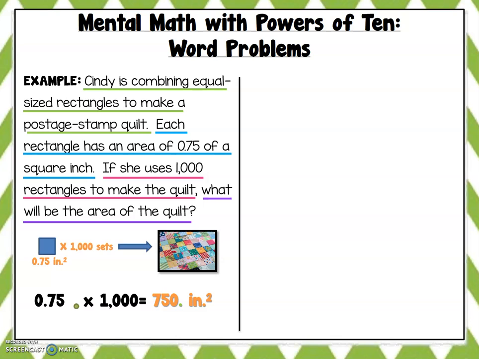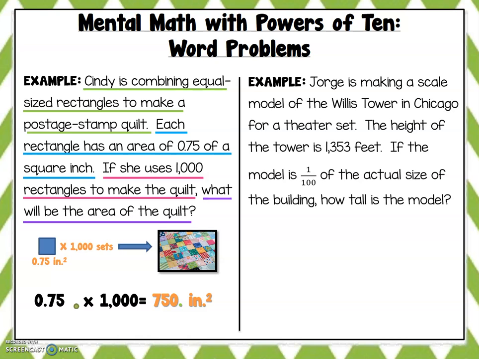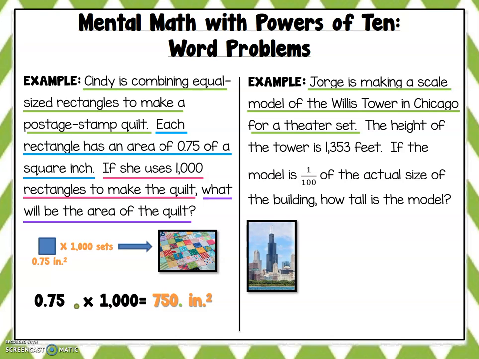Let's take a look at a resizing example. This example says, Jorge is making a scale model of the Willis Tower in Chicago for a theater set. The height of the tower is 1,353 feet. If the model is 1/100th of the actual size of the building, how tall is the model? Okay, so if I'm going line by line now, I know it says Jorge is making a scale model of the Willis Tower in Chicago for a theater set. So this is a picture of the Willis Tower in Chicago. So he's trying to recreate this for a play.